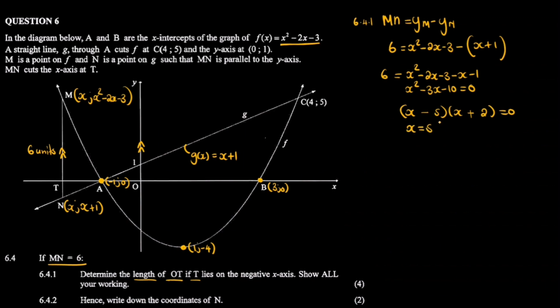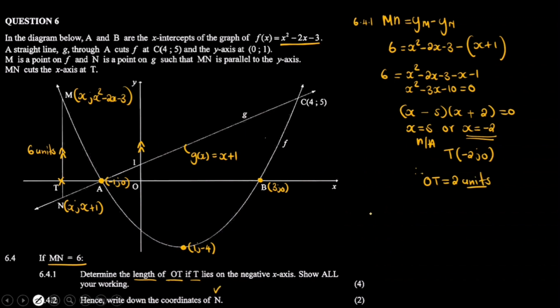So our x value is 5, or the x value of negative 2. Right, but remember, we are only concerned with the negative part. So this one is not applicable. You're going to consider this answer. So in this case, we know that the x coordinate here is going to be negative 2. We know that the coordinates of T are negative 2 and what? And 0. Therefore, the length of OT in this case is going to be 2 units.